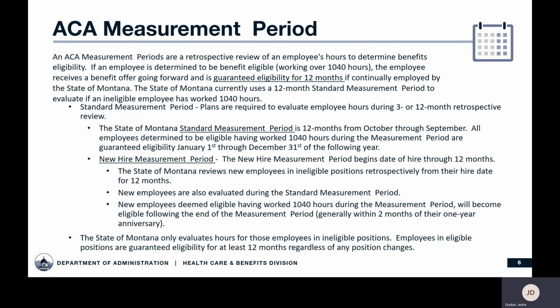Employees determined to be eligible during the measurement periods are guaranteed eligible for 12 months. Employees in eligible positions are not evaluated during the applicable measurement periods. However, based on their measurement period, they are guaranteed eligibility for at least 12 months, regardless of position changes.